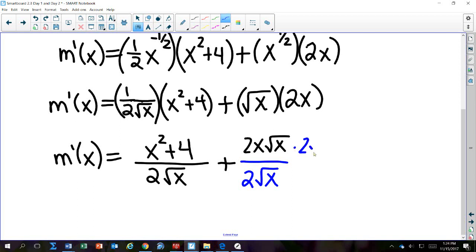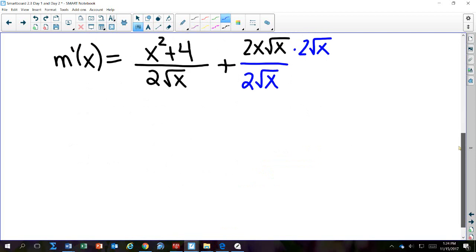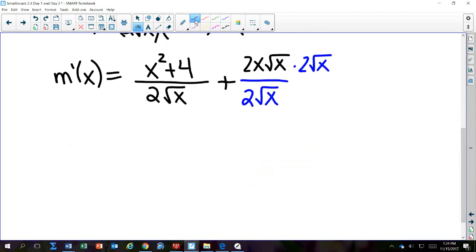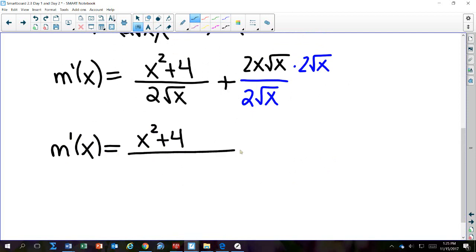Yeah, I got to multiply the numerator by the same thing. So it's really like I'm multiplying the expression by 1, right? Anything divided by itself is 1. I'm just multiplying by 1, but it'll help me rewrite it over a common denominator. So we'll have m prime, the derivative, is equivalent to x squared plus 4. And I'm just going to write the whole thing over 2 radical x now.